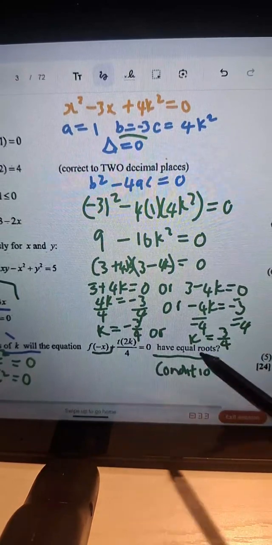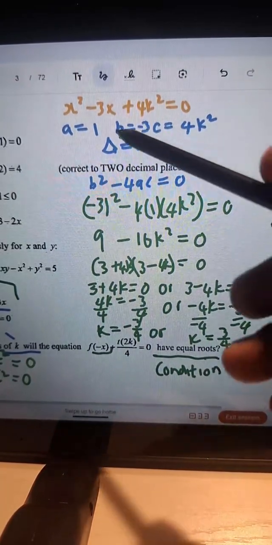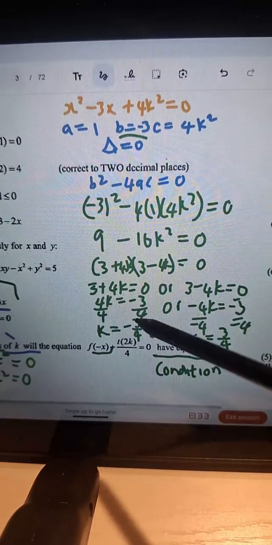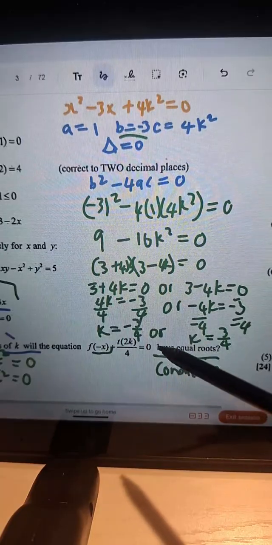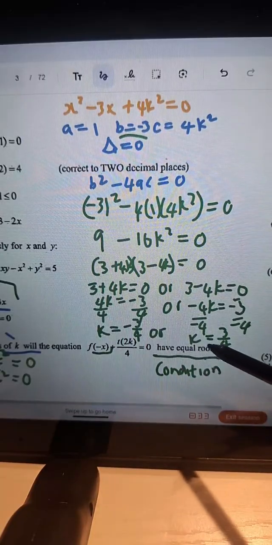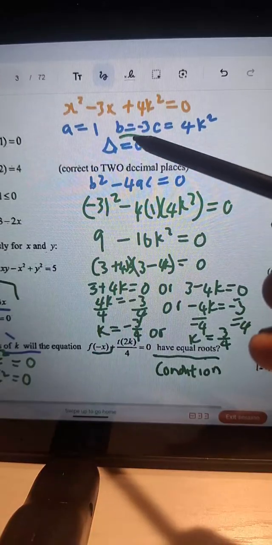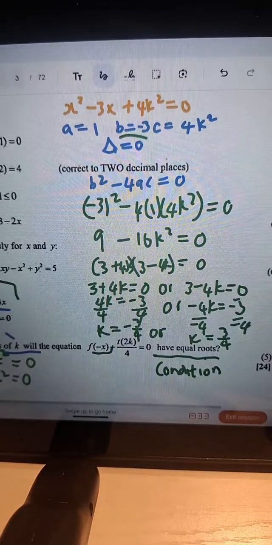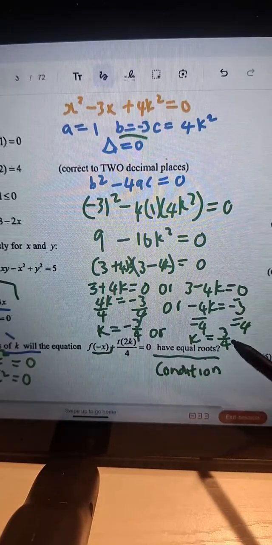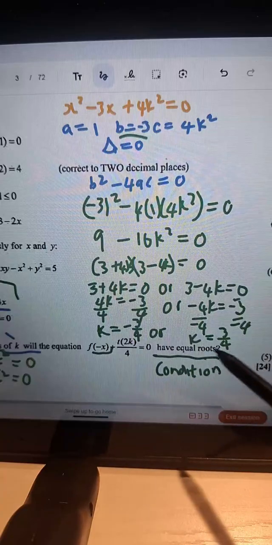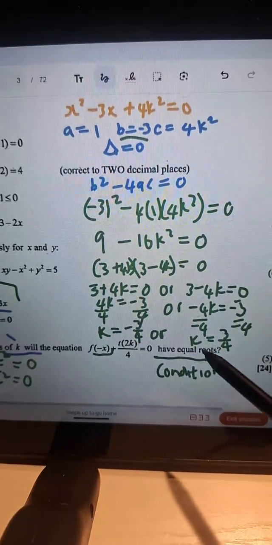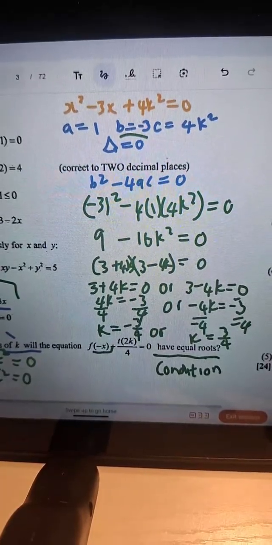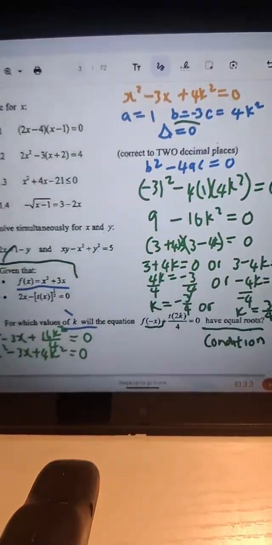If they had said real and unequal, we would have said delta is greater than 0 alone and then solved the inequality. If they had said that it has non-real roots, we would have said delta is less than 0 and then solved the inequality where delta is less than 0. So you must always check what the condition of the discriminant is, so that you can then be able to solve for k accordingly. All right.